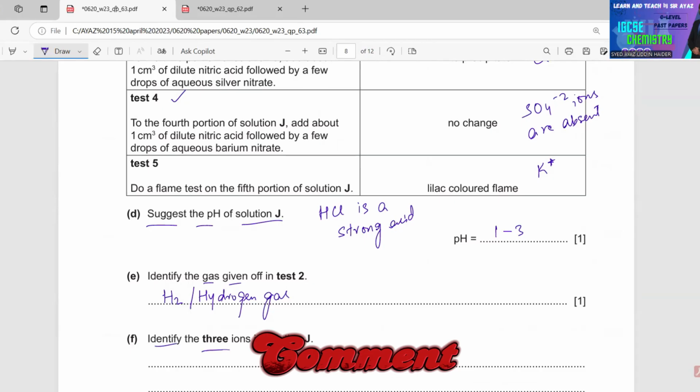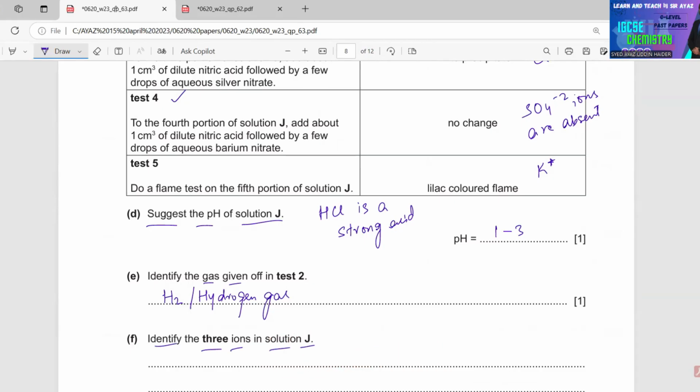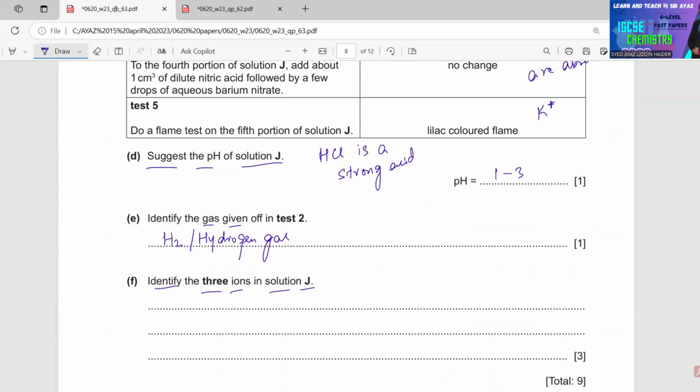F. Identify the 3 ions in solution J. So we have 3 ions. These are the 3 ions we are having: H positive, Cl negative, and K positive.